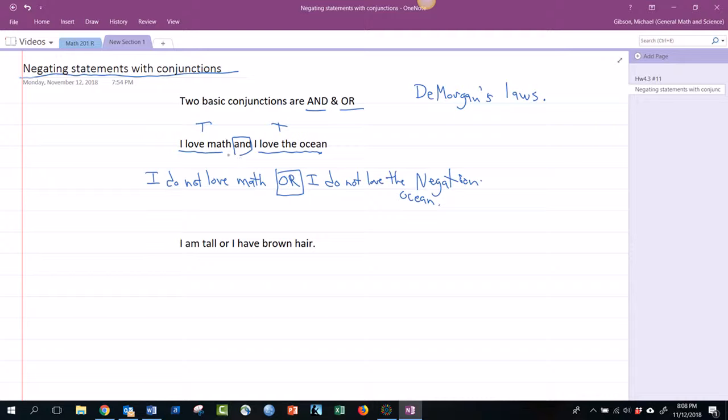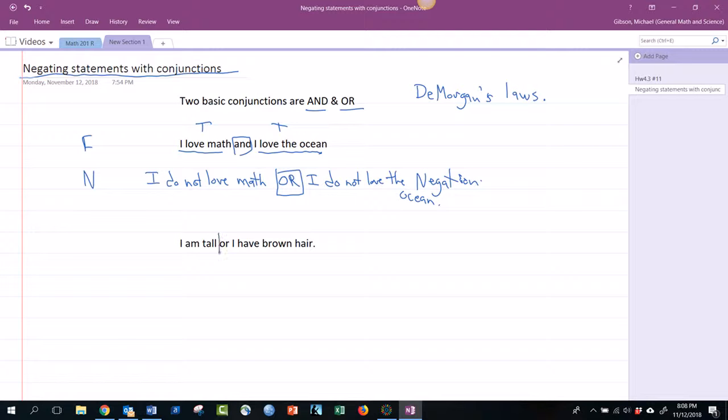Now let's talk about what this means by negating. Remember, we said this initial statement is true, so that means I love math is true and I love the ocean is true. Well, if this second statement is true, I do not love math, or I do not love the ocean, then the original statement is false. We've negated it. What this means is if my negation is true, then my original statement becomes false.